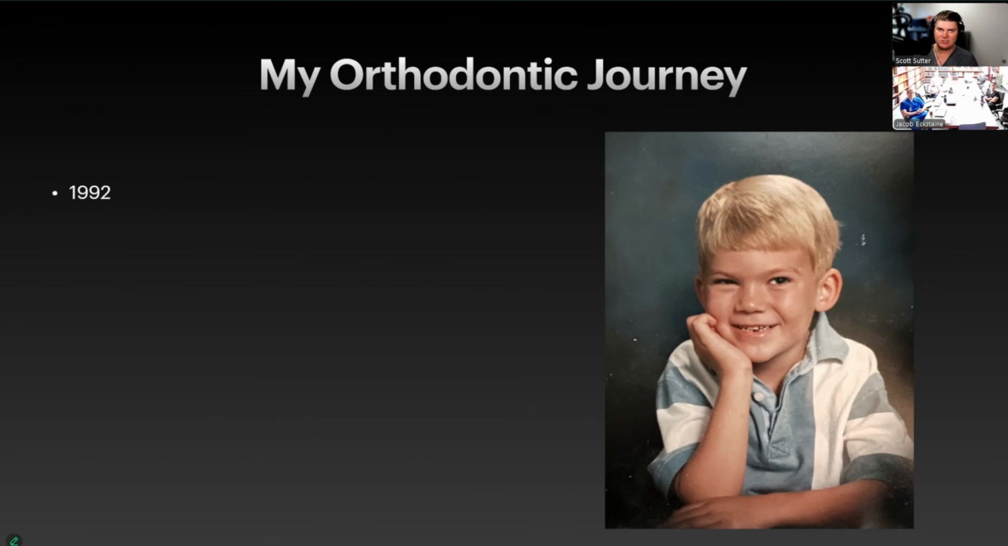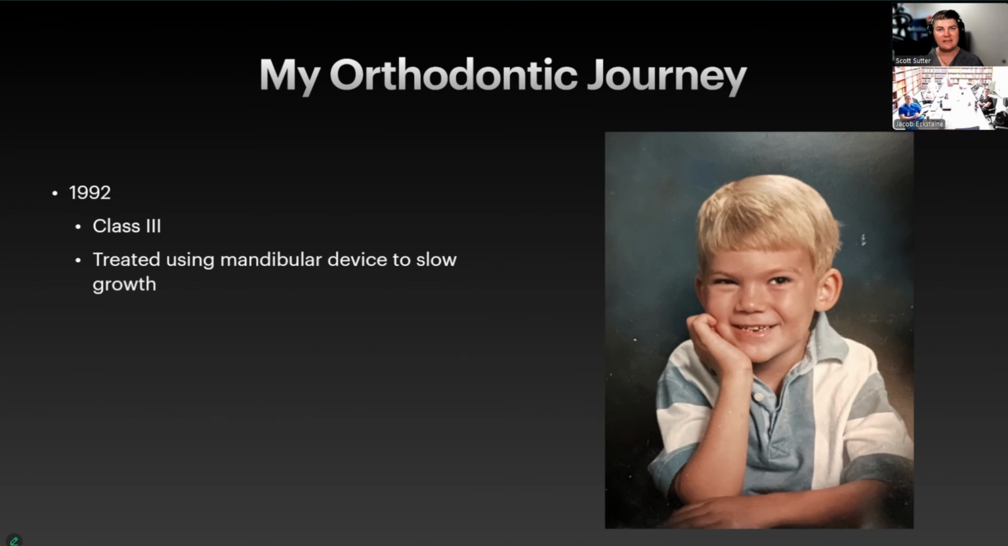But around '92, '93, I was very class 3. I had a pretty strong lower jaw, but I was set back in the upper. And so what they did at that time is they gave me a little mandibular device to slow my growth so that the upper jaw could catch up. After that, things really weren't that bad.